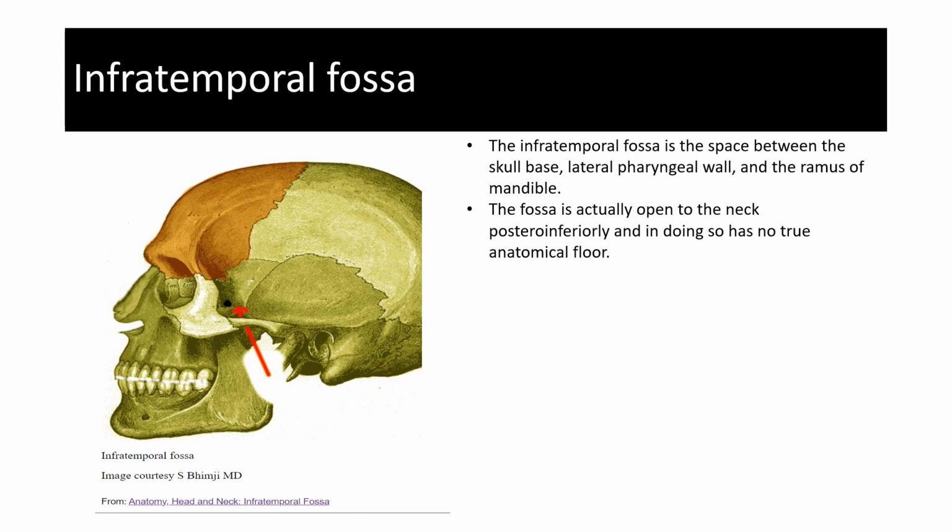Next is the infratemporal fossa. The infratemporal fossa is a space between the skull base, the lateral pharyngeal wall, and the ramus of the mandible. This fossa is actually open to the neck posterior-inferiorly, and in doing so has no true anatomical floor.